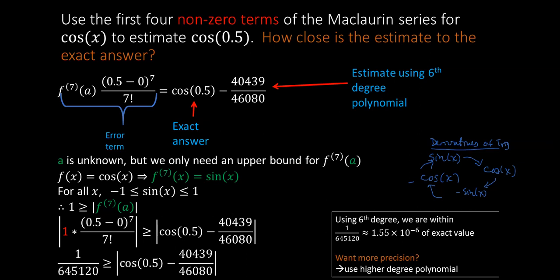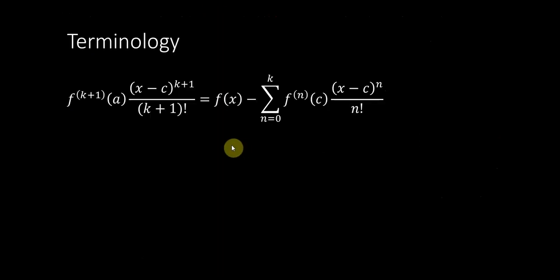We finished the last video on this note here, when we figured out the error when estimating the cosine of 1/2 using 4 non-zero terms. And so let's talk about some of the terminology, because you're going to see this in different textbooks, in different contexts. This is Taylor's theorem, as I have written it here.